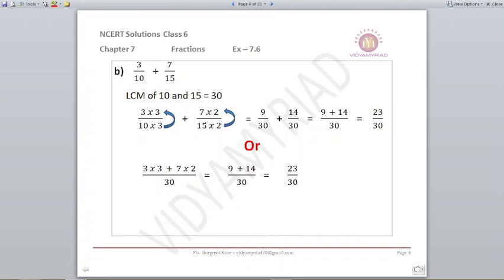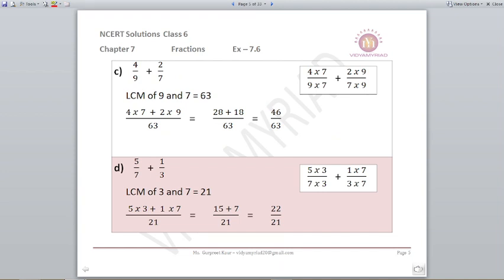So this is one way of doing it. Or we can directly write down the answer in fraction form. Instead of writing 9 upon 30 plus 14 upon 30, we can also take the LCM 30 in the denominator. In the numerator, it will become 3 into 3 plus 7 into 2, which is equal to 9 plus 14 upon 30, which is equal to 23 upon 30. In both cases, your answer will remain the same. So you can do it by any method, whichever you find easier.